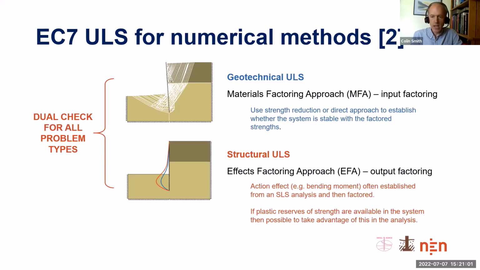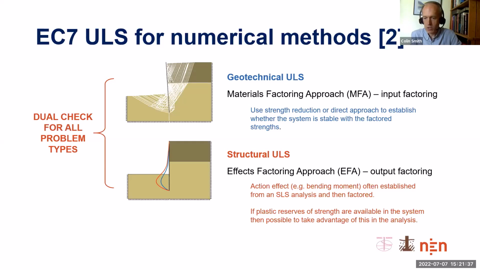So just a little bit more detail, the geotechnical ULS materials factoring approach, you're either going to use strength reduction or a direct approach, factoring material properties directly to establish whether the system is stable with those factored strengths. In the structural ULS, we're taking an action effect. So in a retaining wall, we might be looking at the bending moment that's established in the wall, and we are factoring that and then comparing that with the available strength of the wall. So often that's going to be established from an SLS analysis and then factored.